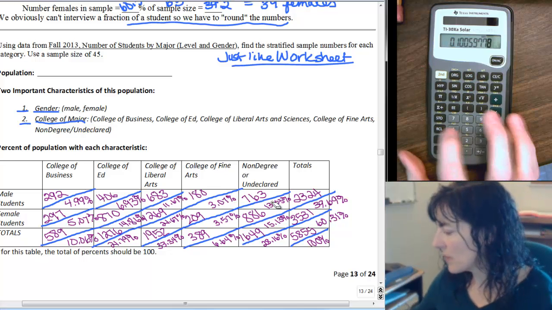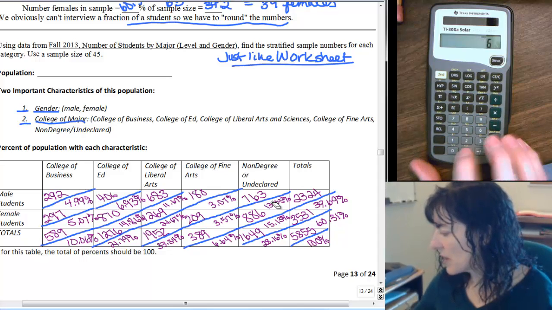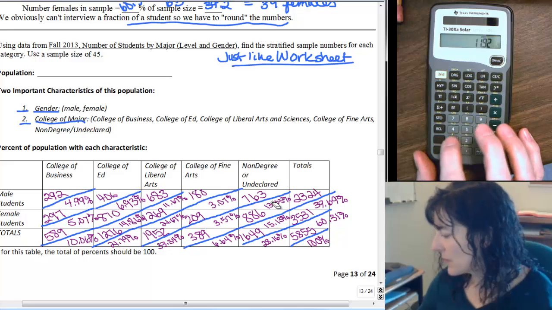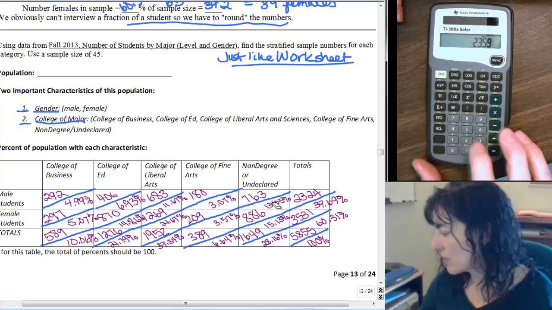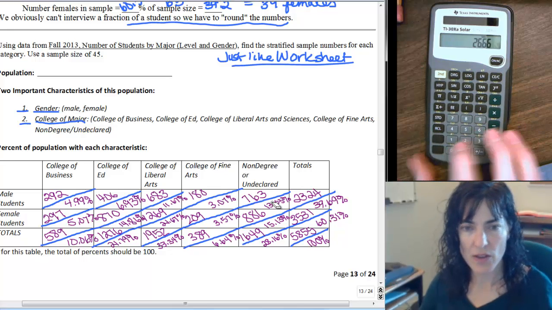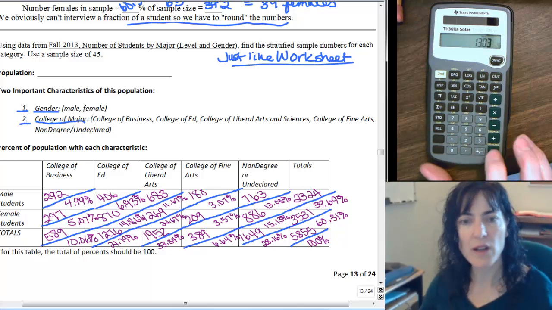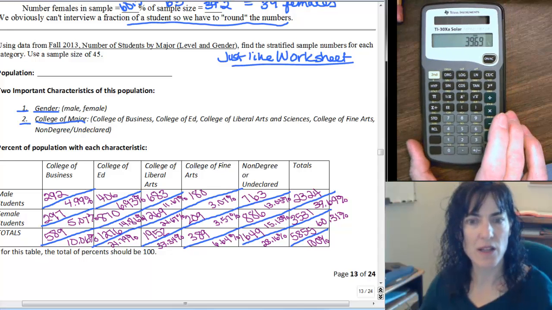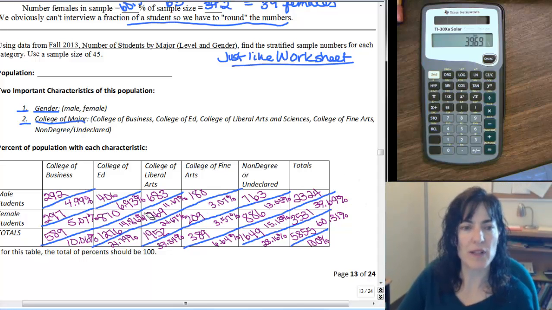So I have 4.99 plus 6.93 plus 11.67 plus 3.07 plus 13.03 equals, and I get 39.69, and that matches the percent that I have right here. That's perfect. Now I want to look at the percents for my female students.